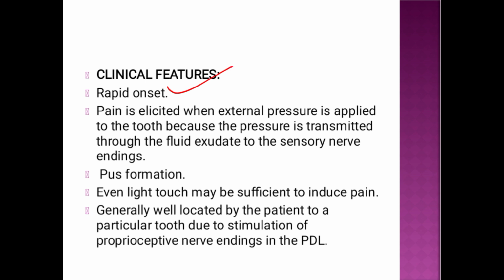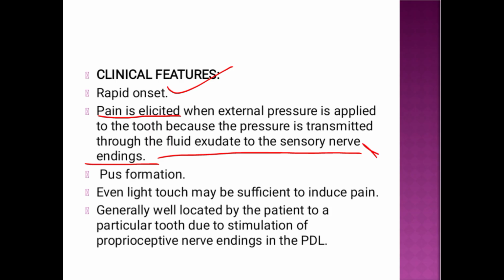The pain is elicited by external pressure. Okay, so it is a very rapid onset. Clinical features: the pain is elicited when external pressure from outside is applied on the tooth. Okay, or the pressure is even transmitted through the fluid. The pain will either be caused by some external force applied on the tooth, or the exudating fluid will cause pressure on the accessory nerve endings and it will cause pain.